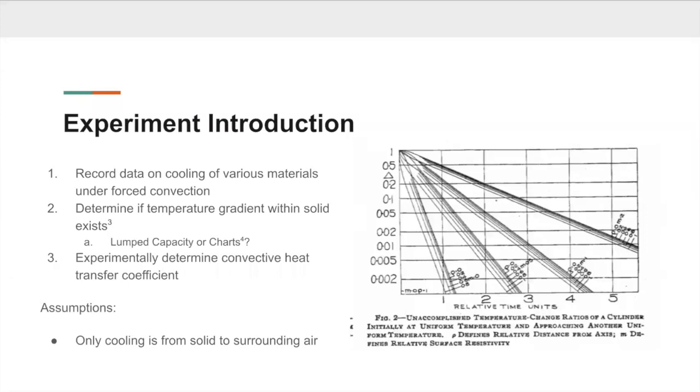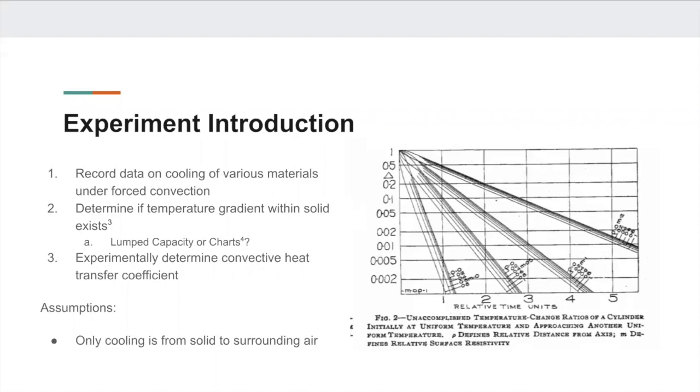So in this experiment, our main goal was to experimentally determine the heat transfer coefficient for varying materials. We performed experiments where we recorded the temperature change of an object placed under forced convection. One of the things we were looking for is whether or not a temperature gradient occurred within the solid. This basically describes if the temperature of the surface is similar to the temperature at the core, or if the core will constantly remain at a higher temperature because there is some conductive resistance inside the object. Why this matters is that it impacts which types of analytical methods can be applied.